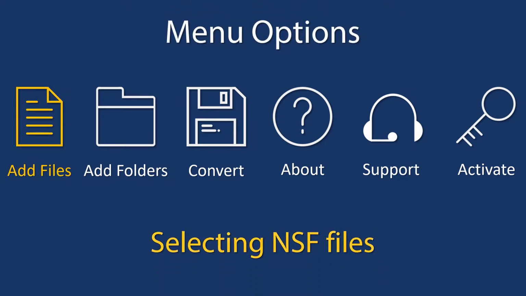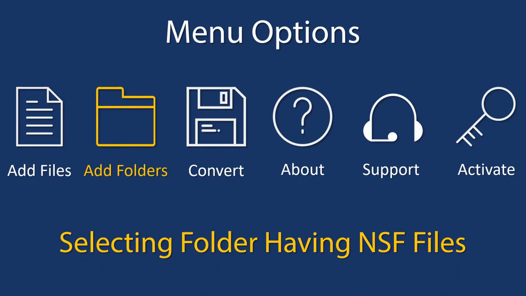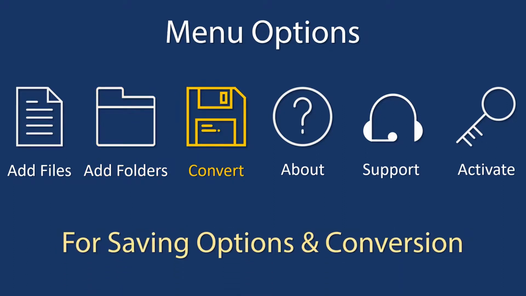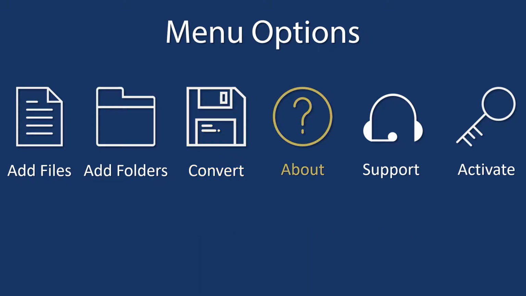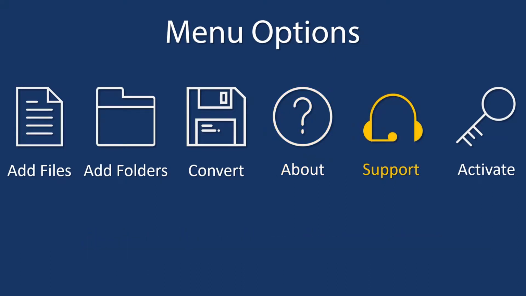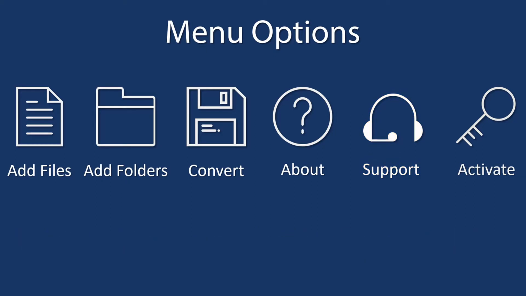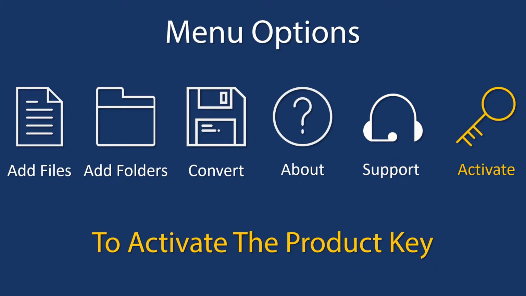Add Files: for selecting single or multiple NSF files. Add Folders: for selecting a folder having NSF files. Convert: navigate to the converting or saving options panel. About: about the NMigrator product. Support: it redirects to the NMigrator product page. Activate: for activating the product with your purchased license key.